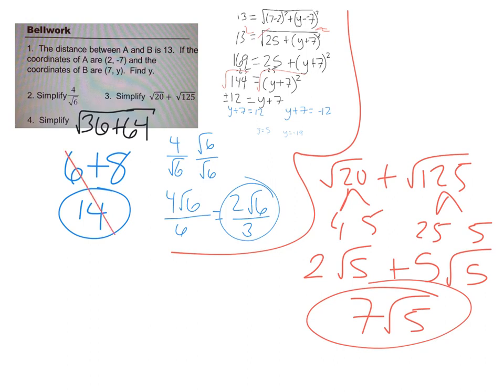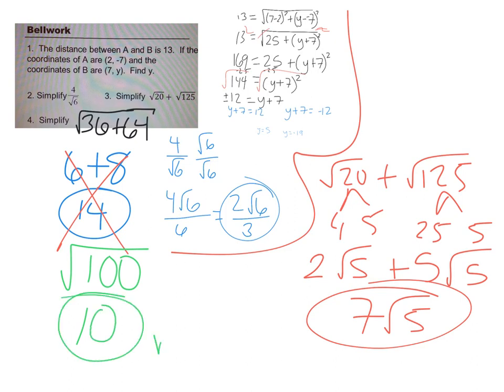Heck no. No. All right, let's try that again. Square root of 36 plus 64, I got to add those together first, which is 100, and the square root of 100 is 10. There's my correct answer.